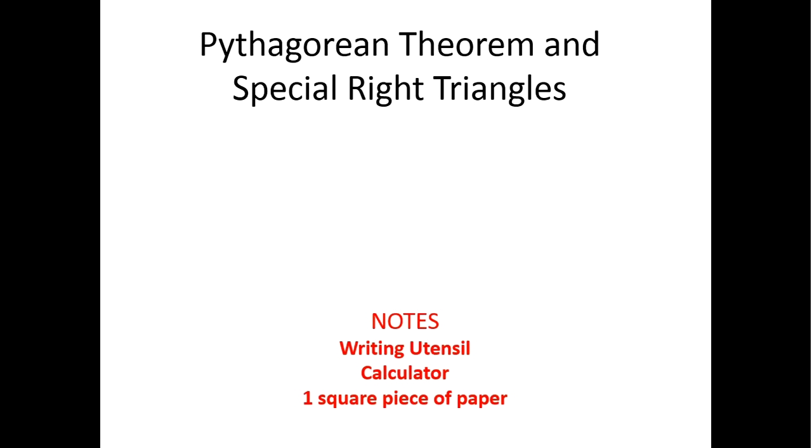So today we're going to look at Pythagorean Theorem and special right triangles. What you're going to want to have on you is a writing utensil of some form, a calculator, and one square piece of paper. You know, that little thing we made in class today? You're going to want to have that on you.